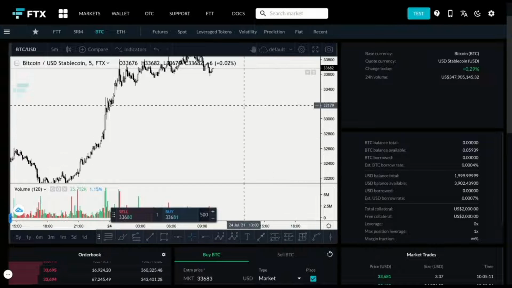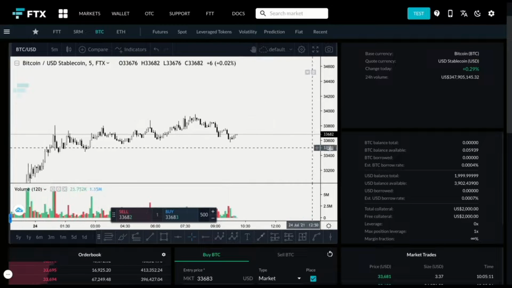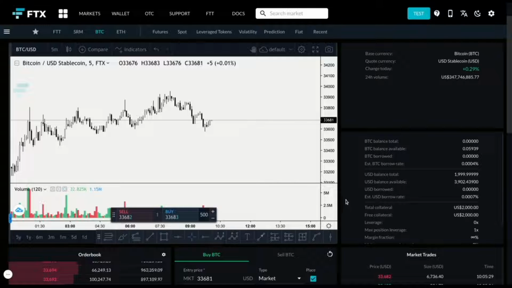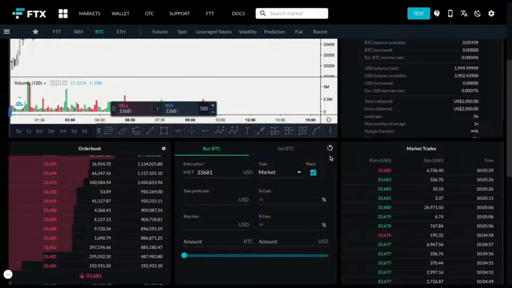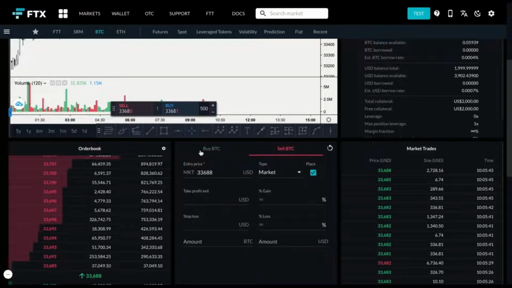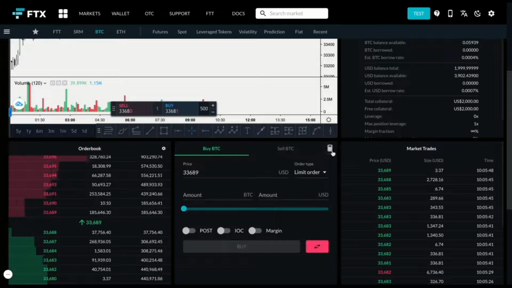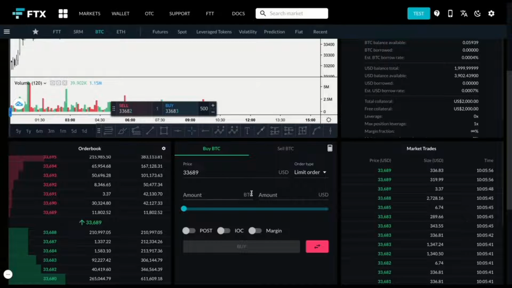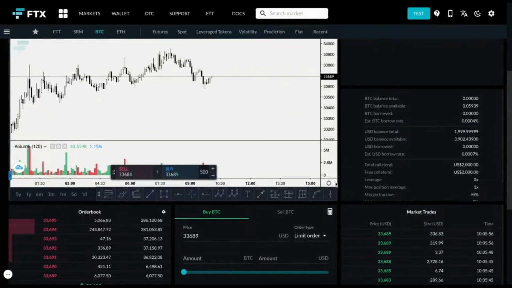Okay, so you've got two options when buying and selling Bitcoin. We'll just zoom in here and you can see at the moment the price is 33,683. So if you wanted to buy Bitcoin, say you thought the price was going to go up, you would come down to this tab here. Here's where you buy, here's where you sell. Using this little tab here you can toggle between the advanced order form, which is this one, and the regular order form, which is this one. We'll just cover the regular one first.